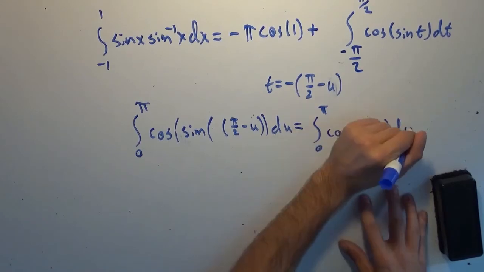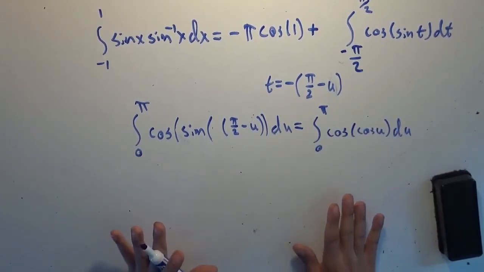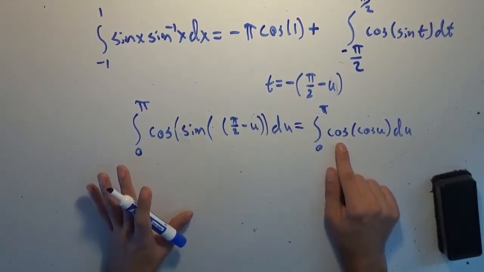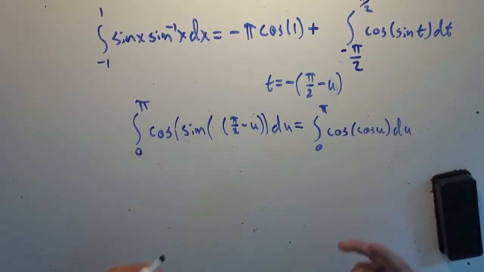But think about it for a second. Cosine is an even function, which means if you plug in negative inputs, you get the same thing out as if you plug in positive inputs.